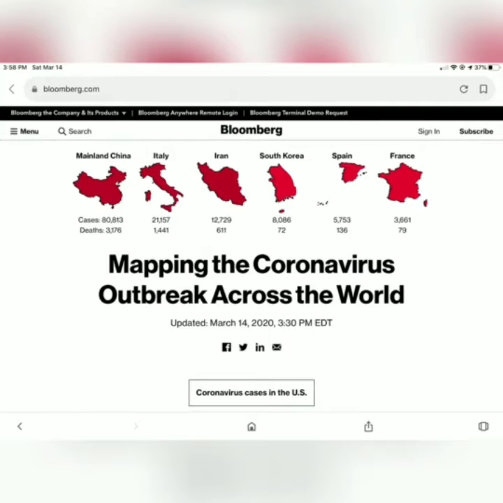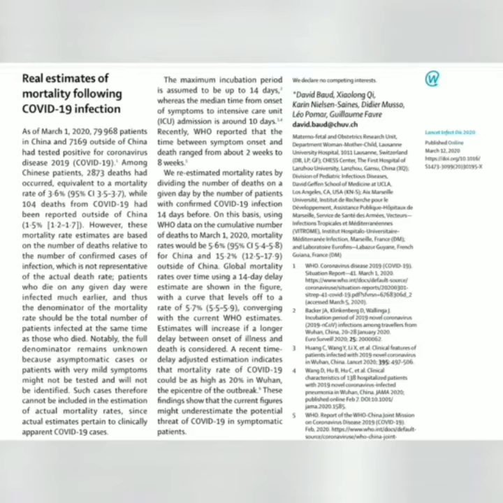For example, if you take a look at Italy, there are 21,157 cases and the death toll is 1,441. If you do the calculation, you see the death rate is much higher than South Korea. So South Korea has done a great job. So we wanted to take a look at how South Korea has done this great job. But before that, I'm going to get into the real estimation of mortality rate in China.